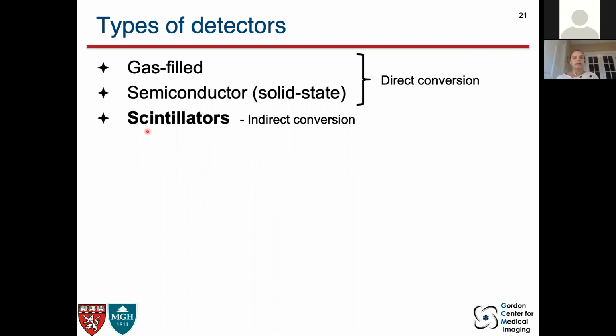But in scintillators, we have indirect conversion. This means that the ionization and excitation inside the detector material causes emission of visible light. And then this light can be collected and converted to an electrical signal by a photodetector that you couple to the scintillator material. So this is a two-step process, meaning indirect conversion. You go from ionizing radiation to visible light to an electrical signal. And scintillators are the most commonly used detectors in nuclear imaging.